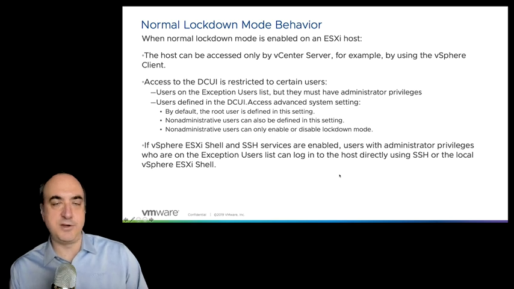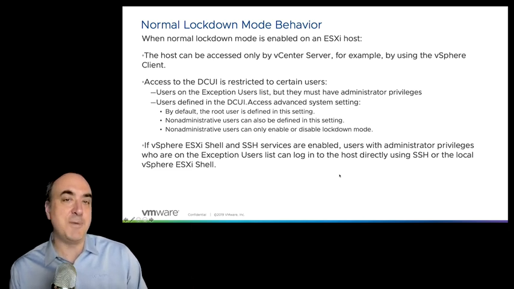Now, one other interesting thing is that when you enable lockdown mode, it basically puts that filter on the console. The only way you're going to get access to the console is if you're in the DCUI users list or you're an administrator on the exception users list. However, if you log into the vSphere client, you are able to turn on the SSH service and the local shell service. Even though lockdown mode basically turns them off, you can turn them on independently of lockdown mode.